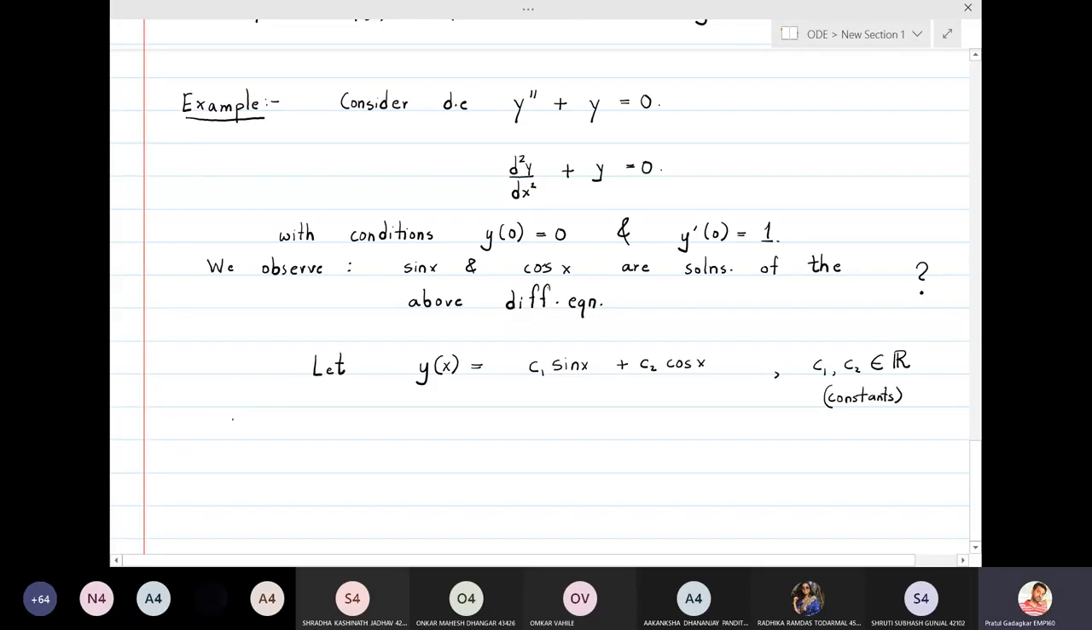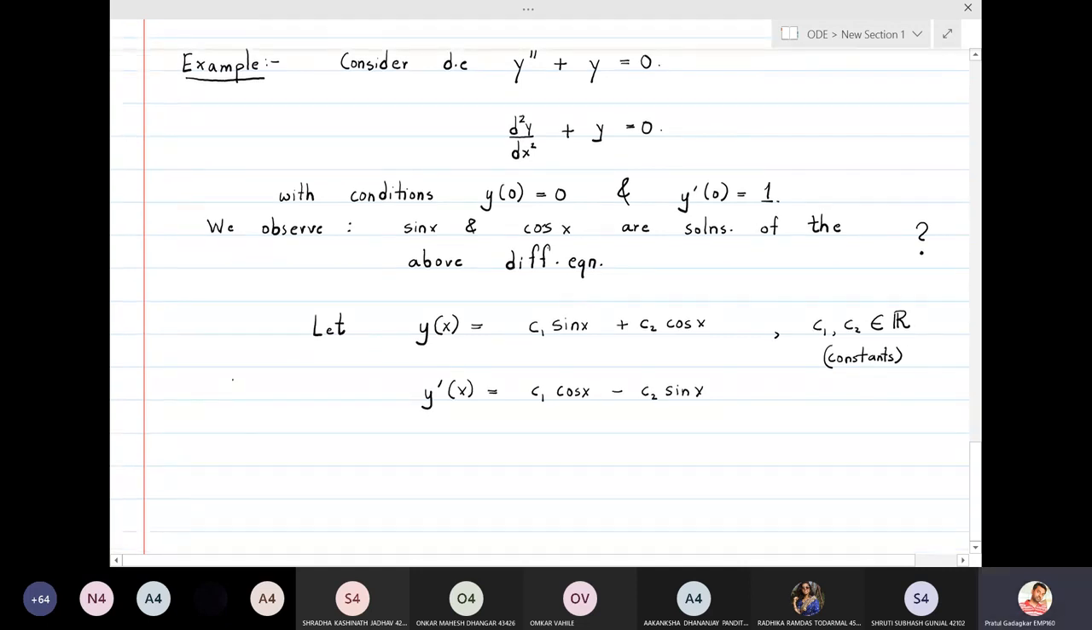Now I will find the derivative of this. What is the derivative of this? The derivative is C1 cos x minus C2 sin x. And just put x equal to 0, because you want everything at x equal to 0. So put x equal to 0.